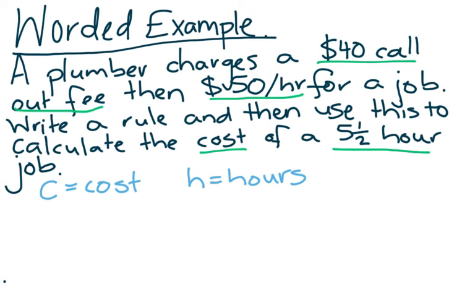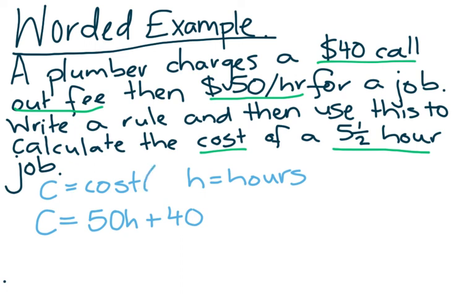The first thing we notice is that they charge $50 per hour and a $40 call-out fee. That $40 call-out fee is a once-off fee that they charge regardless of how much work they do. So when we write our cost function, we have C equals 50 times the hours, because that's how much they charge for every hour they work, so it's 50H. Then we add on the call-out fee, because that is only added on once. So we've got C equals 50H plus 40 as our rule.